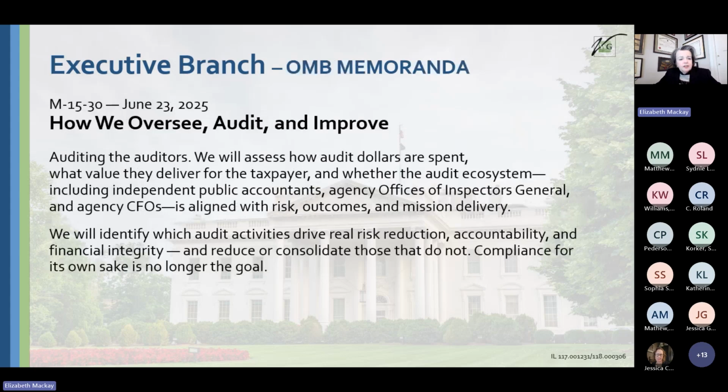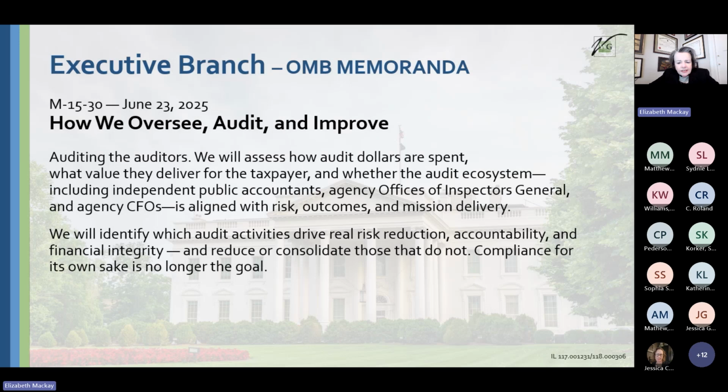So the executive branch issues executive orders, also memoranda. The Office of Management and Budget memorandum here, how we oversee, audit, and improve, basically puts the audit ecosystem, as they call it, on notice. And if you recall, very early on in the administration, within the first couple of weeks of the inauguration, there was a purge in the ranks of the inspectors general. And the administration was questioning their effectiveness as they are questioning the effectiveness of the entire audit ecosystem.